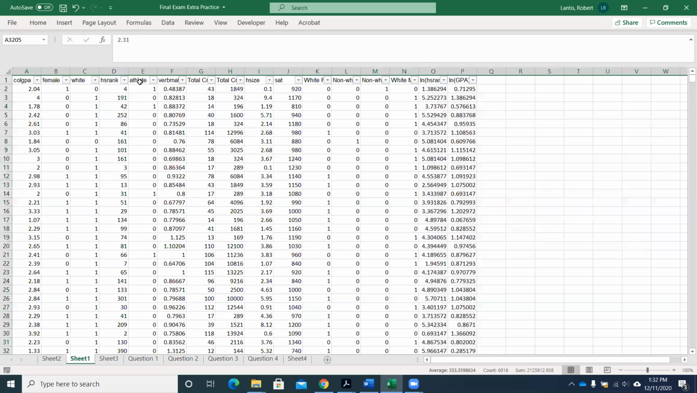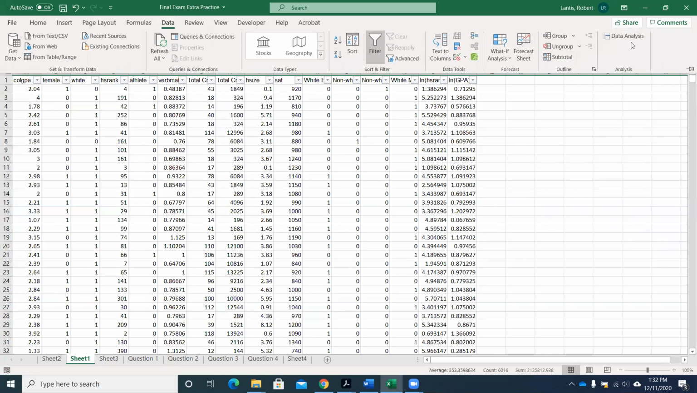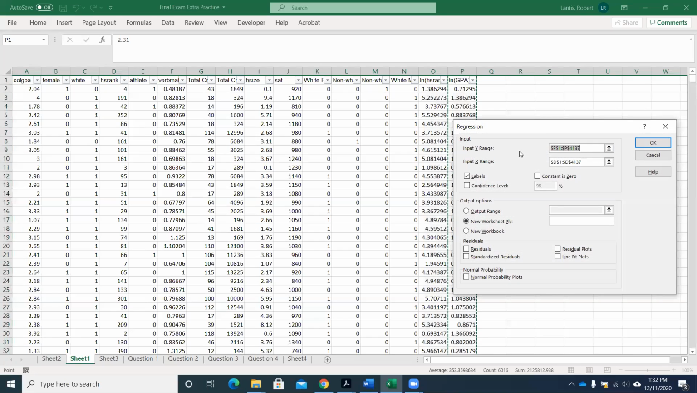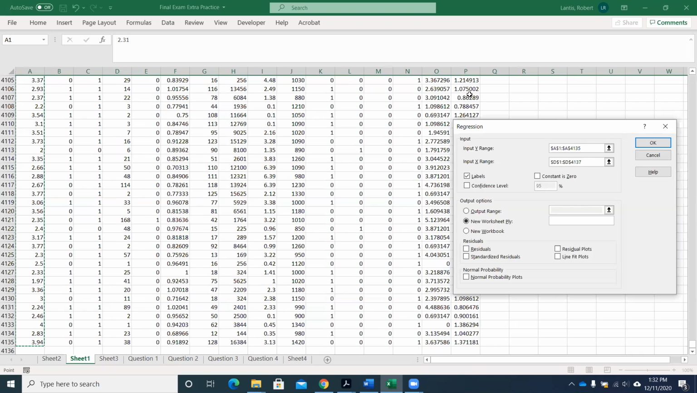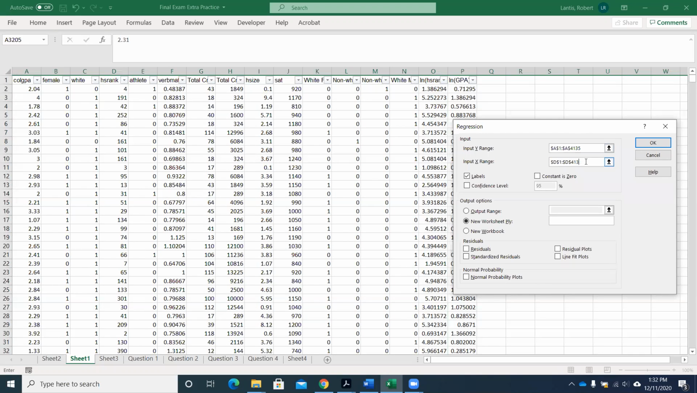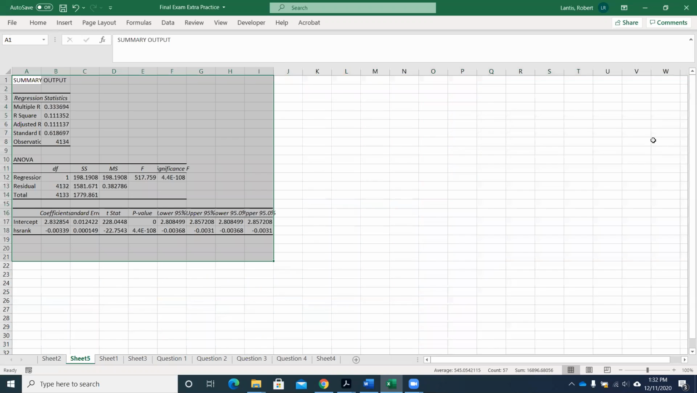Okay. Can't imagine there's a 0 in rank. Okay. I was going to say, that would make no sense. Data analysis, regression. We got rid of 2, so now it should just be 1, 5. Hit OK. All right. So we've got our output here.